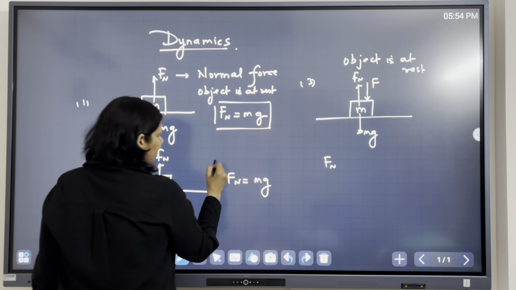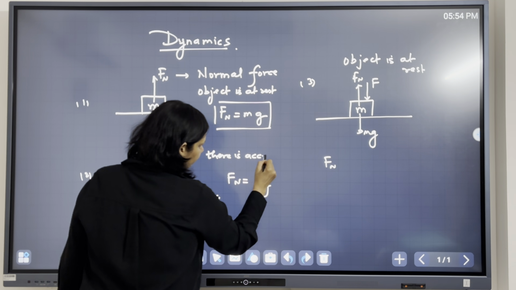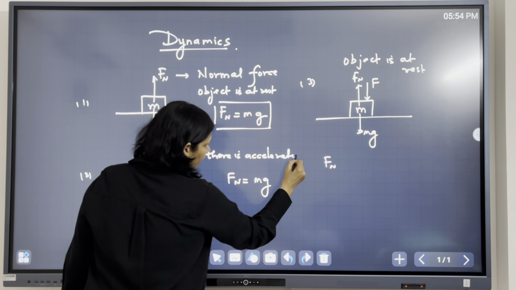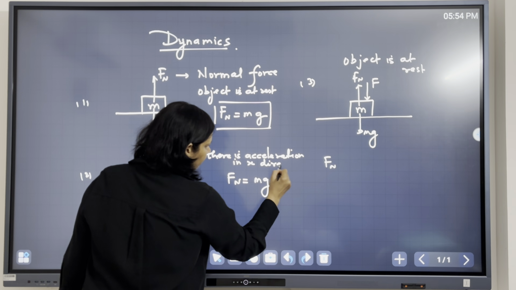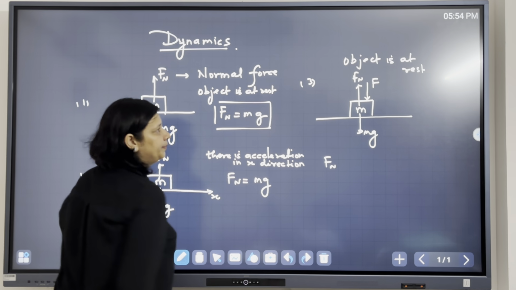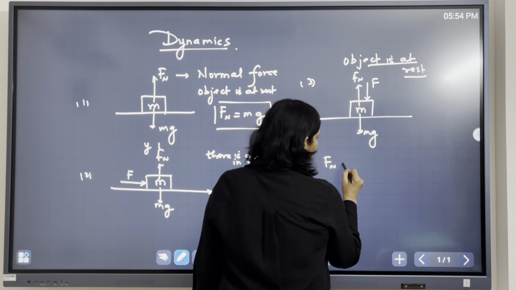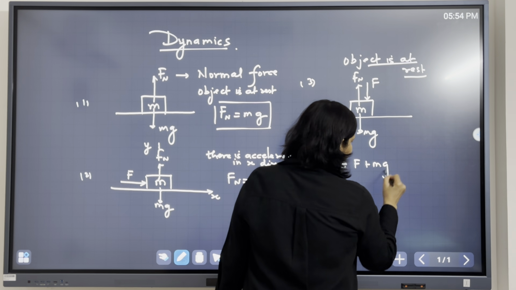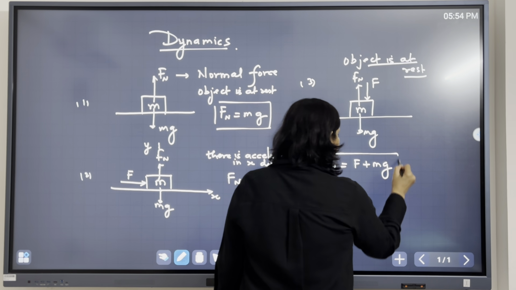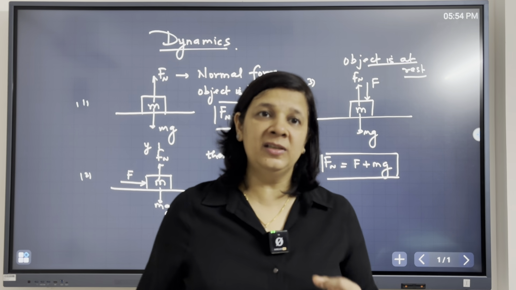And here there is an acceleration in x direction. Okay, the object is at rest, so normal force will be equal to F plus mg. Normal force will change. So this is a very common mistake made by many students.